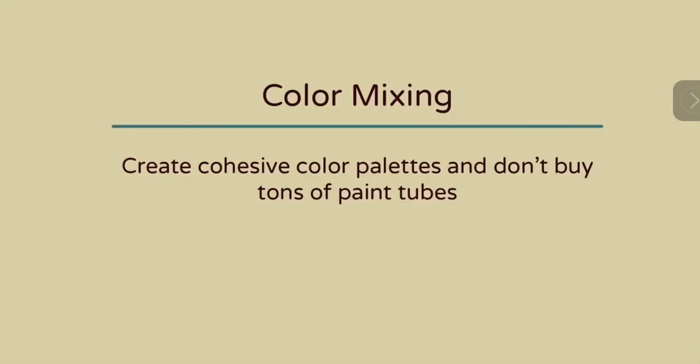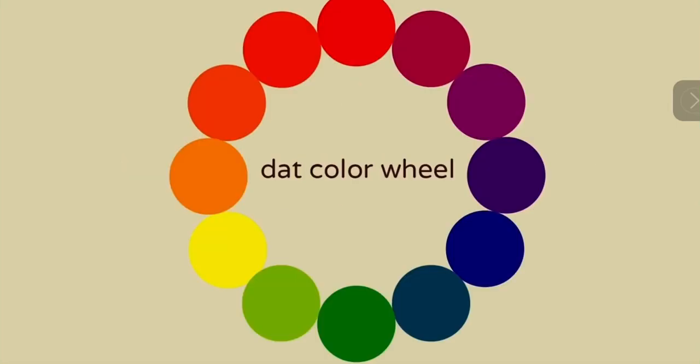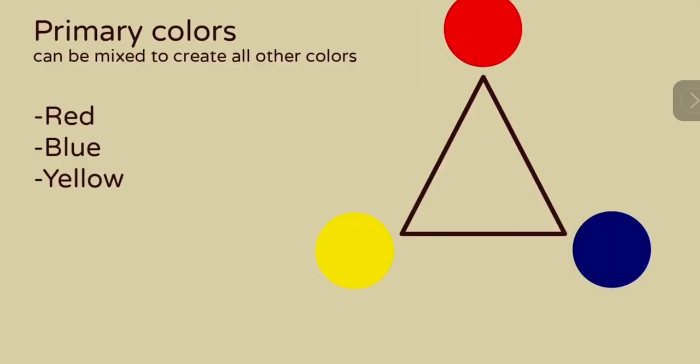Cheaper than buying a tube of paint for every color. So here's how to paint a color wheel from scratch. All you need to start are the three primary colors, red, blue, and yellow. All other colors can be created mixing these in different ways. Note that mixing all three together will make a muddy brown.